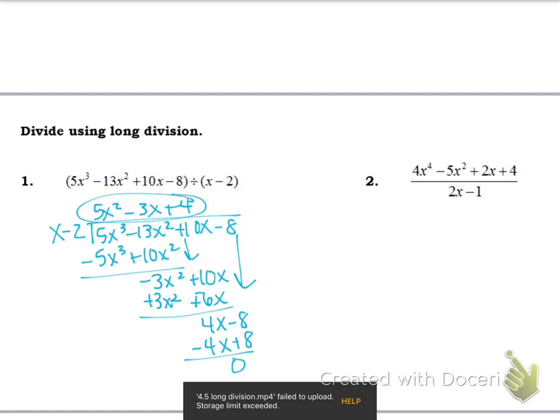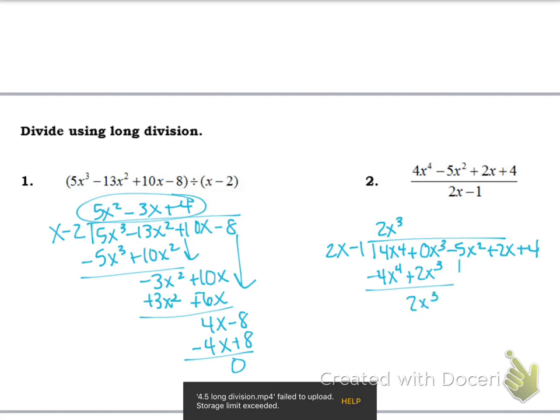My next one here, I've got 2x minus 1. I go from my fourth. I miss my cube, so we're going to fill one in. I've got my squared, my x, and my number. So to get to 4x to the fourth, I need to multiply by 2x cubed. So that will get me my 4x to the fourth minus 2x cubed. I flip. So I've got my 2x cubed left minus 5x squared. So I need to multiply by 2x squared.